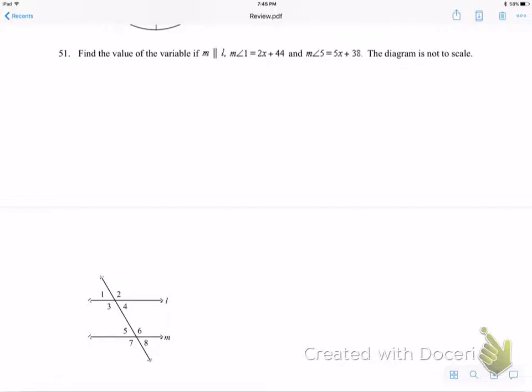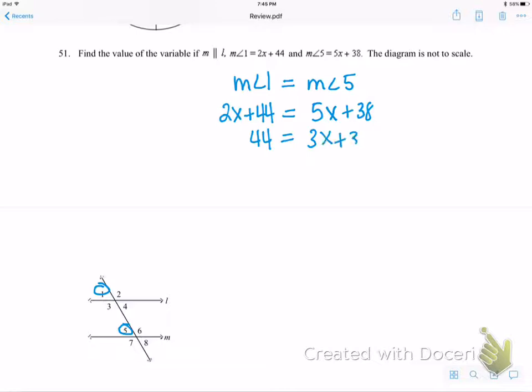In number 51, it asks us to find the value of the variable, which is x in this case, if the two lines are parallel to each other. So, if the two lines are parallel to each other and we're looking at angle 1 and angle 5, those are called corresponding angles. Corresponding angles are congruent, and congruence means equal to each other. So the measure of angle 1 is equal to the measure of angle 5. Now I'm going to substitute in the algebraic expressions. Then I'm going to solve for x by subtracting 2x from both sides, and then subtracting 38 from both sides, and then dividing by 3, sorry. So I get x equals 2.